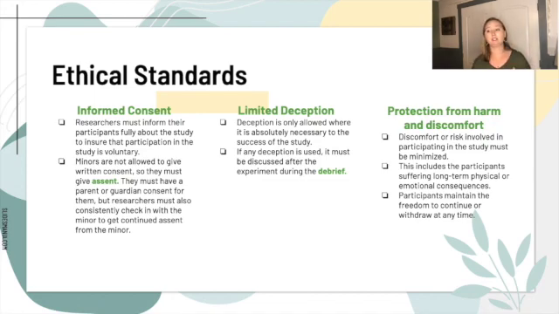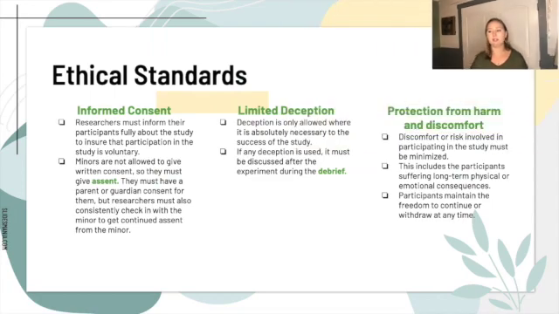Minors are not allowed to give written consent. So people under the age of 18 are not allowed to give written consent. So they must give assent. Basically what that means is the parent or guardian will sign consent for them. However, the researcher has to be consistently checking in on the minor participant and asking them, hey, are you still okay with this? Hey, here's the next step. Are you still okay? And the minor has to continually be giving assent, verbal assent. If the minor at any point says, no, I'm not okay with this, the experiment stops.